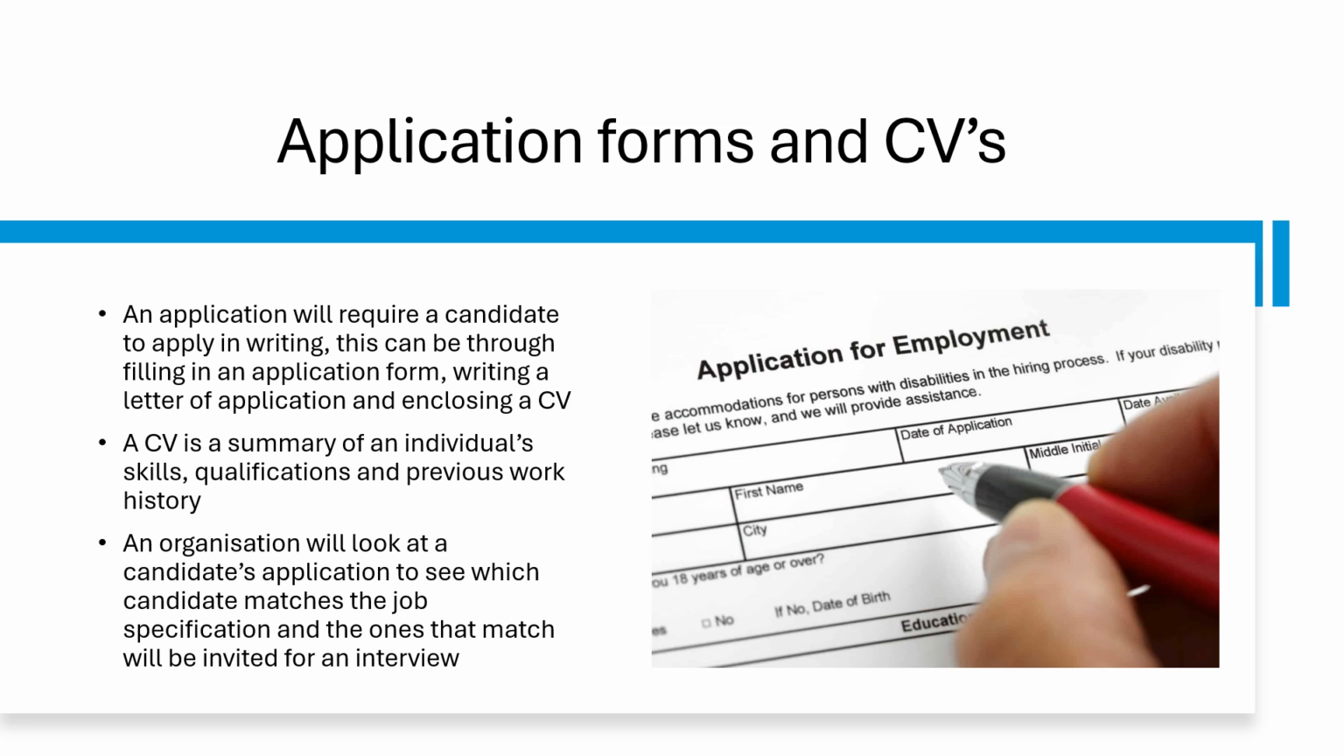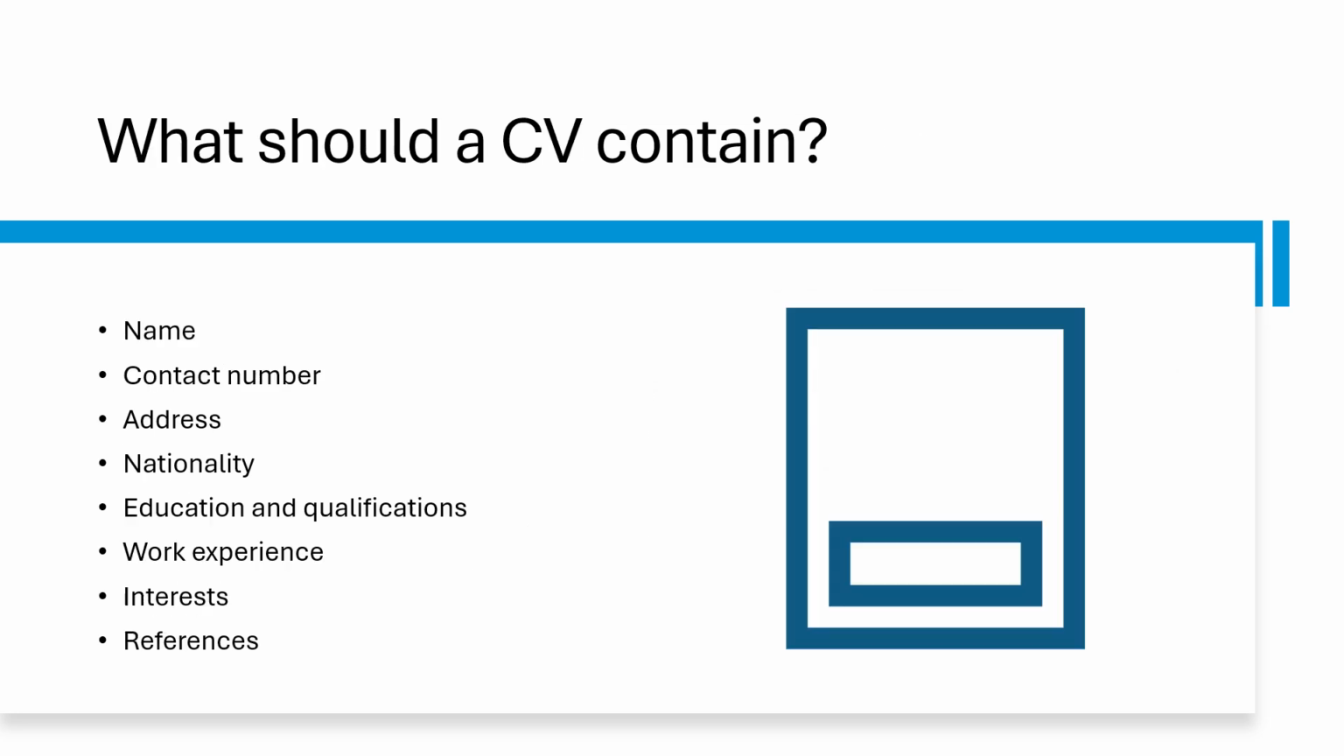Application forms and CVs. An application form will require a candidate to apply in writing. This can be done either by filling in an application form, or writing a letter of application and enclosing a CV. A CV is a summary of an individual's skills, qualifications, and previous work history. An organization is going to look at a candidate's application to see if they match the job specification, and if they do match, they'll be invited for an interview.